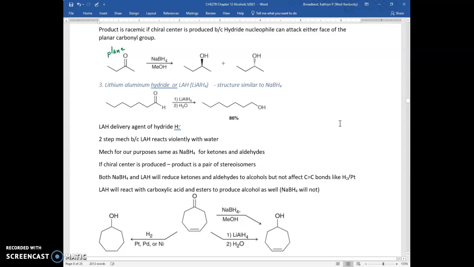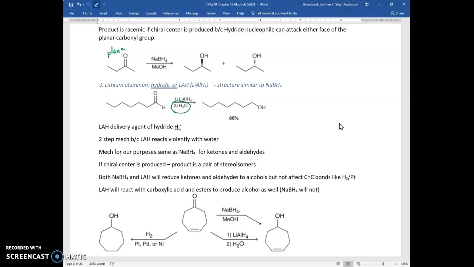This is a structure very similar to the sodium borohydride, and it's going to deliver the hydride here. It's a two-step mechanism, and it reacts violently with water. So this second step has to be done separately. The mechanism for our purposes is going to be pretty much the same as the sodium borohydride. If a chiral center is produced, you produce a pair of stereoisomers.